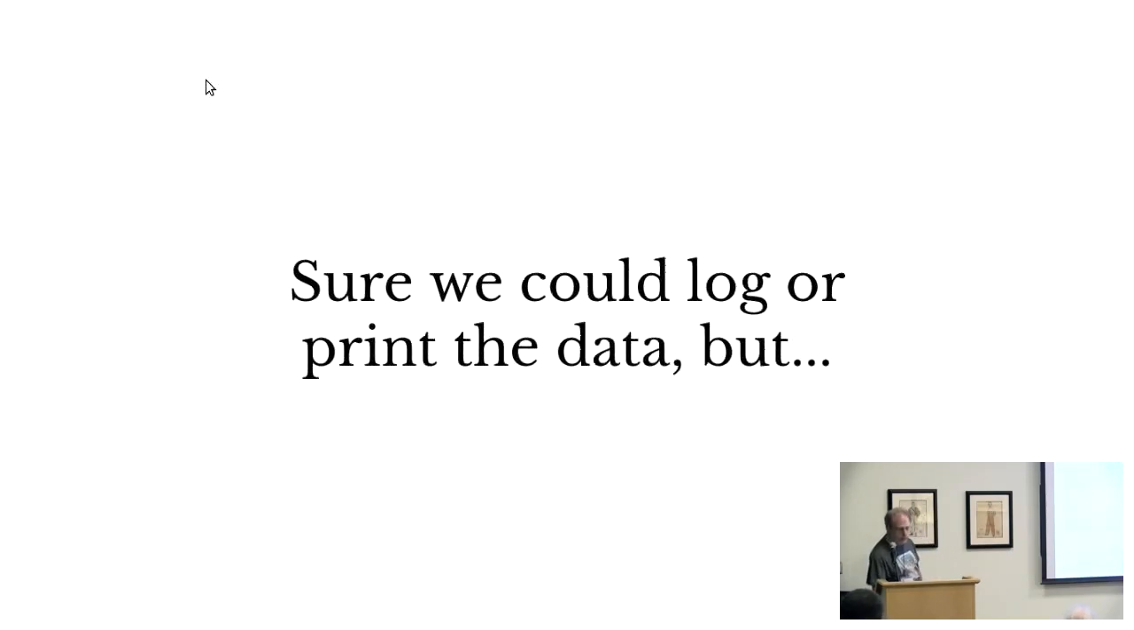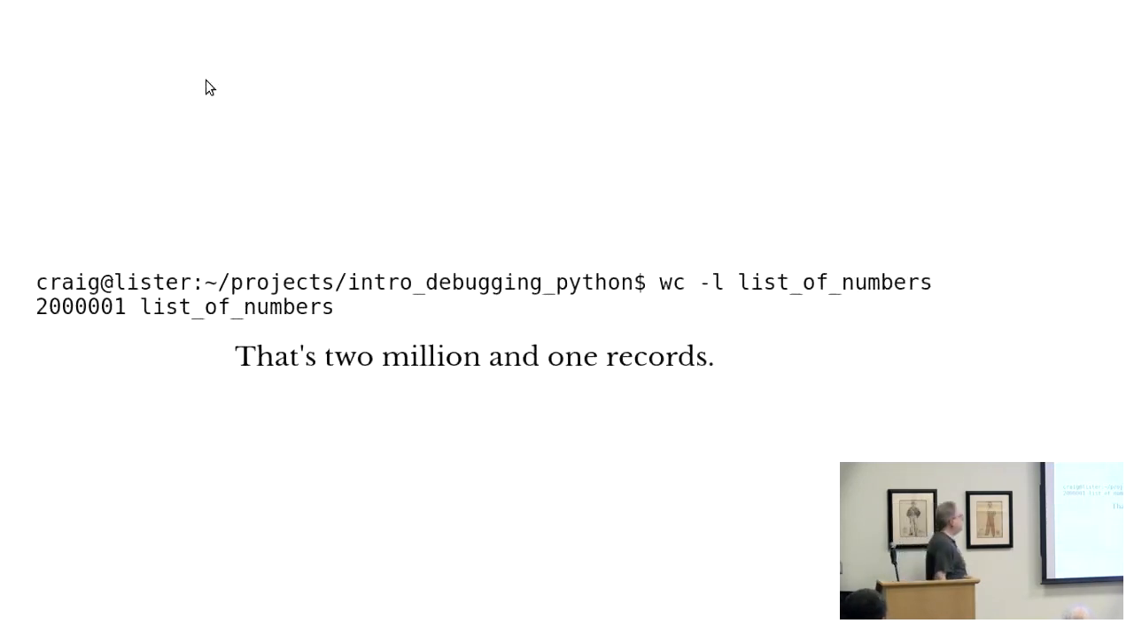So we could log and print all of the data that's in there. That could be one way of doing this. However, if we take a look at the list of numbers, we've got 2,000,001 numbers in there. Logging that would be a real pain in the butt. Number one, our output would be completely off. So there's another way to do this.